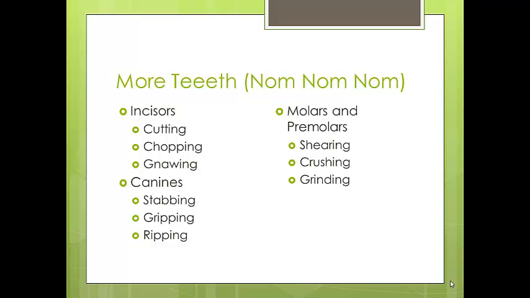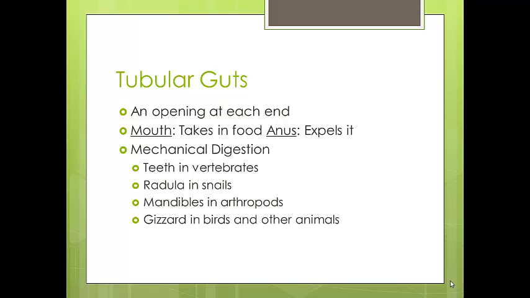Okay, so every human has teeth. There are the incisors, which are for cutting, chopping, and gnawing. The canines, which are for stabbing, gripping, and ripping. Molars and premolars, for shearing, crushing, and grinding. Nom nom. Don't make a joke out of it.